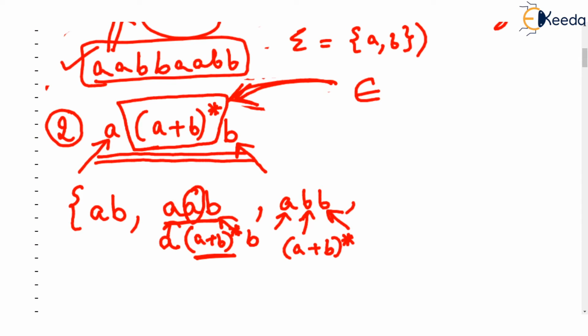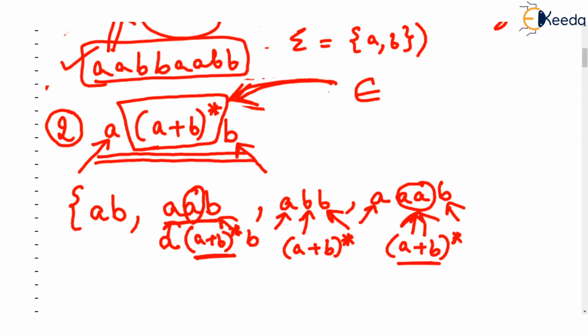Give me one more string, any string. Let's say AAB. Now first A, last B. Who generates this A? This is (A+B)*. This will take care of accepting this part, the double A. And this goes on. Any string which has first letter A and last letter B, and in between there can be any component made up of A and B of any length.